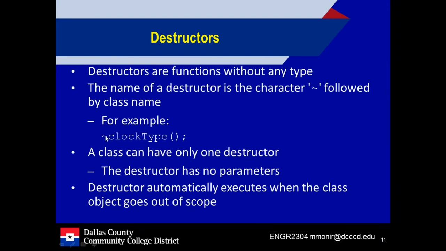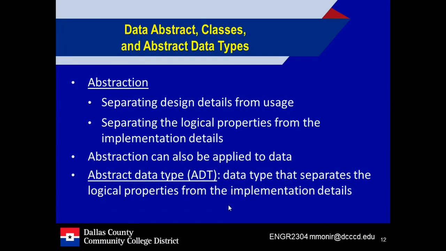So even if you have forgotten to write this, if your program determines that your class is no more required, it will automatically call this, and the memory will be freed. This is known as memory management. Next, we observe abstract data and classes and abstract data types.